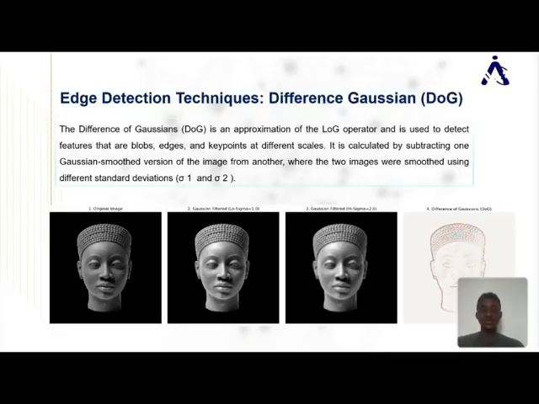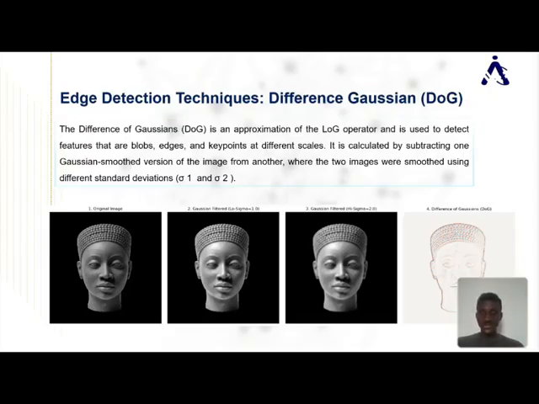Now we're working on difference of Gaussians. It's an approximation of the Laplacian of Gaussian operator and is used to detect features that are blobs or edges, key points at different scales. It's calculated by subtracting one Gaussian smoothing version from the other smoothing version. Automatically, we know that there's a subtraction happening here, effectively isolating features, be it edges or centers of blobs, at the chosen scale. This result is a multi-scale representation of the image structure.